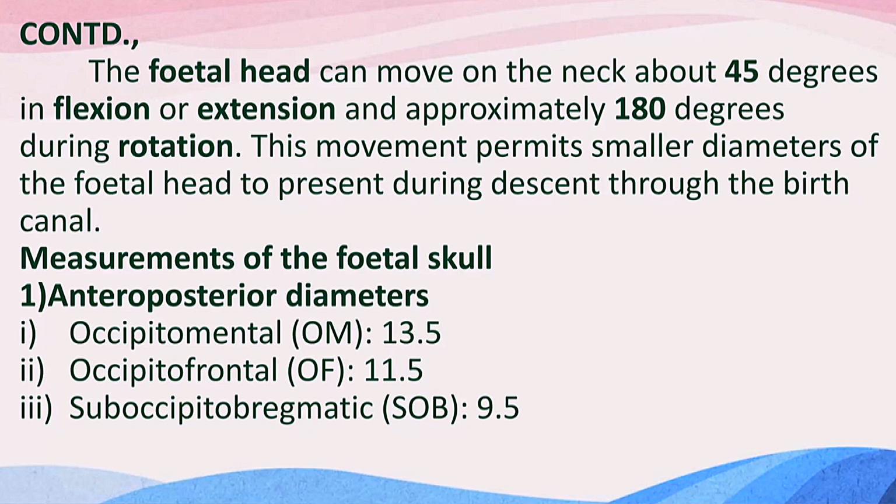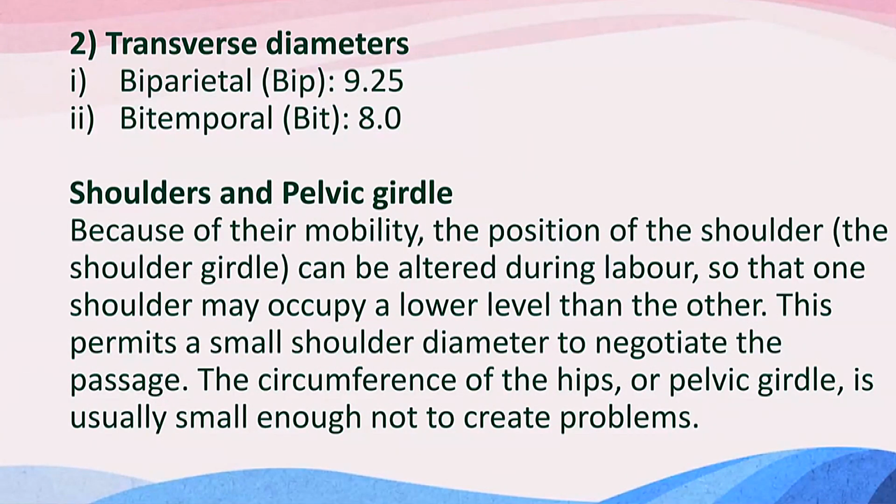In the anterior-posterior diameter, we have 3 diameters: occipito-mental, that is 13.5 cm, occipito-frontal, that is 11.5 cm, and suboccipito-bregmatic, that is 9.5 cm. When we discuss the transverse diameter, there are 2 diameters, biparietal and bitemporal. The biparietal diameter is 9.25 cm, whereas the bitemporal diameter is 8 cm.